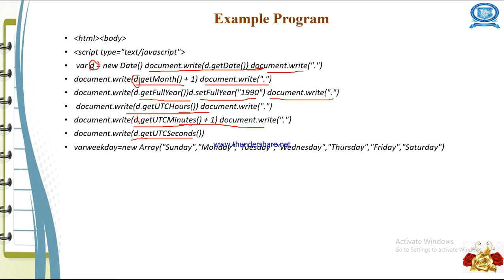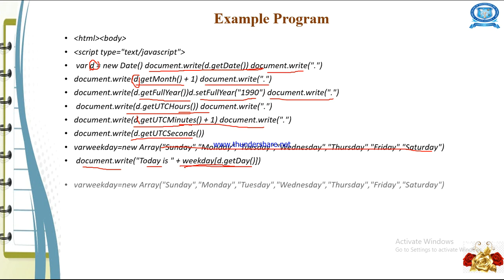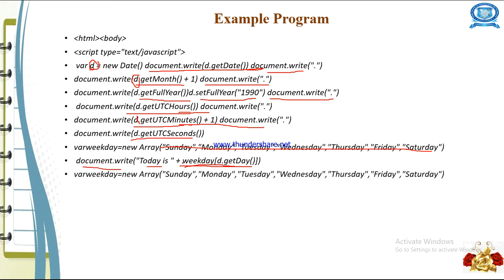Next, now we have to assign values in a new object. There is a weekday, a new array: Sunday, Monday, Tuesday, Wednesday, Thursday, Friday, Saturday. You assign the values, then we display the value using document.write. Today is, we are going to display the output. Today which day? Okay. Done. The new weekday.